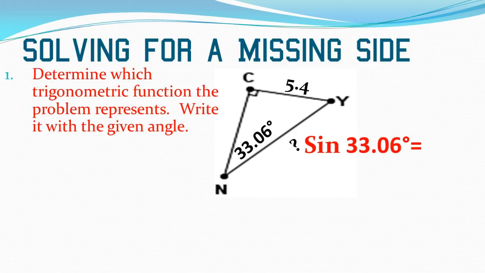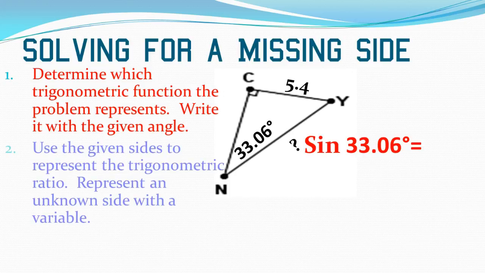I'm going to have sine of the given angle. I decided on this ratio because sine is SOH. S is sine, O is opposite, H is hypotenuse. So I'm going to set up that relationship. Opposite side, which is 5.4, over the hypotenuse. I use the given sides to represent the trigonometric ratio. Represent an unknown side with a variable, so I know my opposite is 5.4.